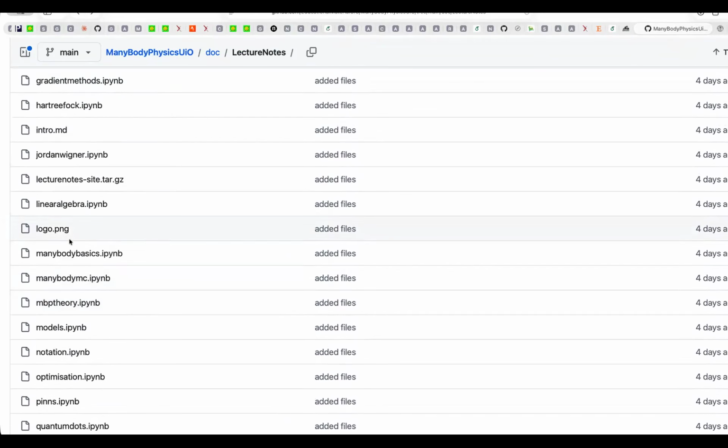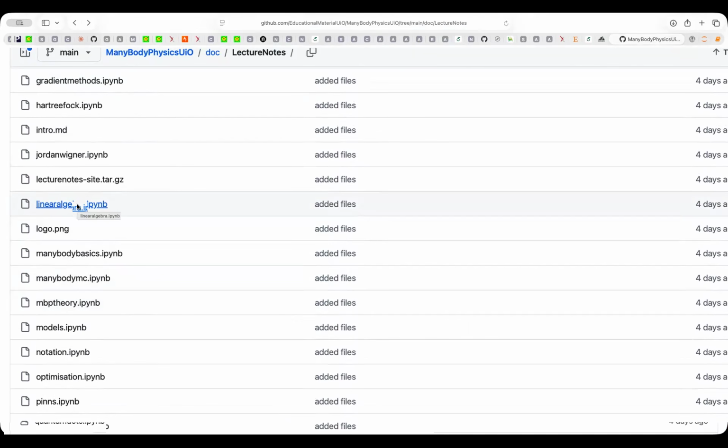If you look at linear algebra, which is the first chapter, there you will find the Jupyter notebook and the notes, which are also in the PDF file. But there you can run the codes as well, if you don't want to look at the individual programs.